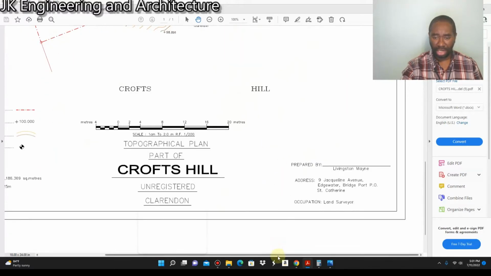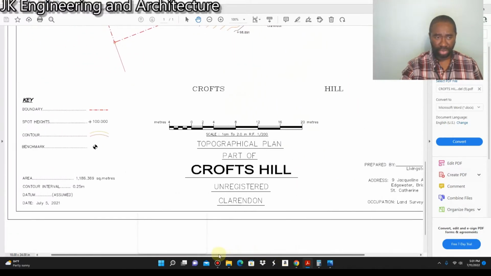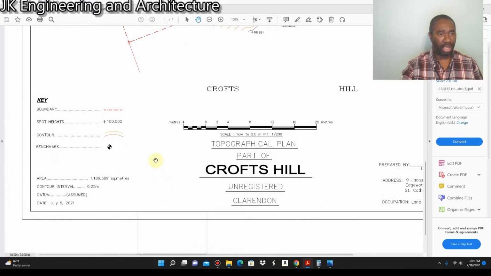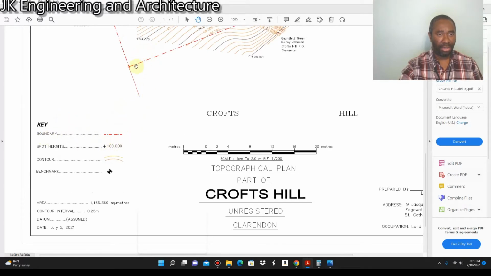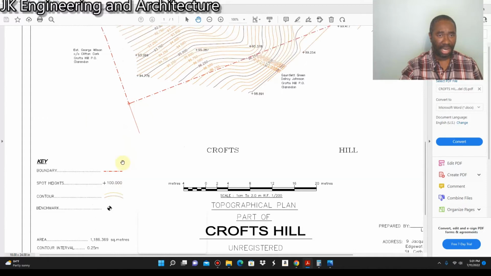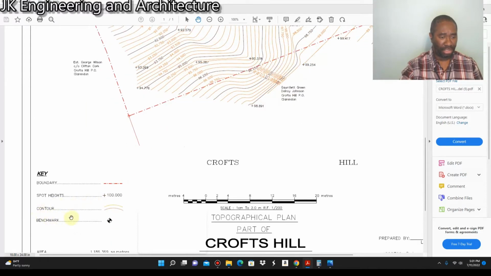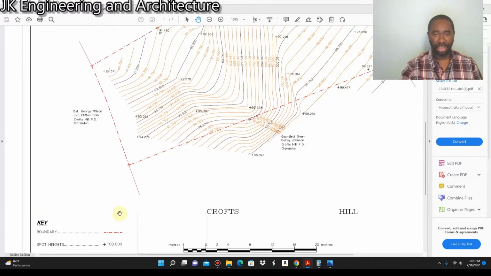Your surveyor's reports usually carry what is called a legend. As you can see, the broken line with a dot in between represents the boundary line, and the red and yellow or brown line represents the contour lines.